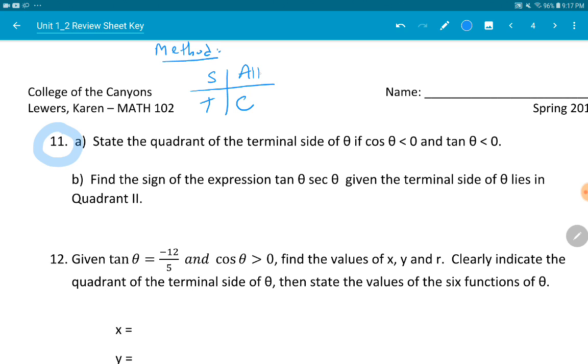So the A stands for all. That means all the trig functions are positive. And then this one is cosine, and the inverse of cosine is secant. So those will both be positive. And then we have T for tangent, or its inverse, cotangent. That's where those are positive. And then we have sine and cosecant, since those are inverses, that's where those are positive. So what we're looking for is cosine is negative.